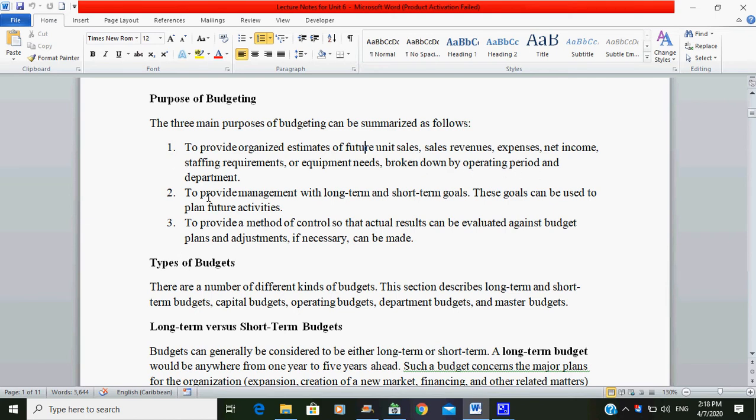Next purpose is to provide management with long-term and short-term goals. These goals can be used to plan future activities. Next purpose is to provide a method of control so that actual results can be evaluated against budgeted plans and adjustments, if necessary, can be made.